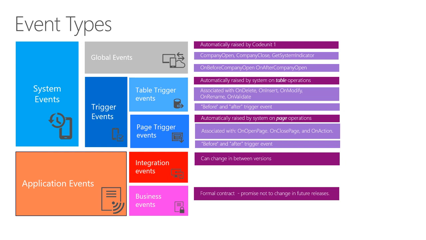Trigger events are split into table and page trigger events. A system event of a table is automatically raised whenever a database transaction is triggered and whenever a table field is validated. All of these trigger events come with an OnBefore and an OnAfter event that you can subscribe to. To give you an example, there is an OnBeforeInsert and an OnAfterInsert event on table level. This is true for modify, delete, and rename operations as well.